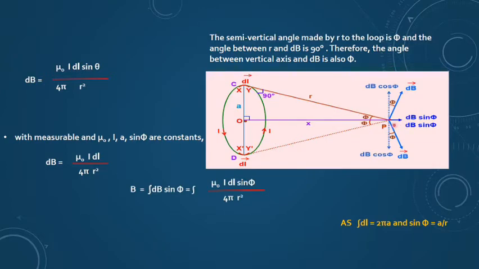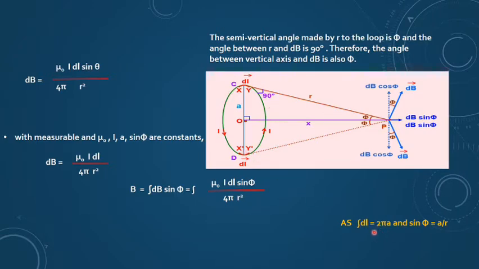So all the dB sin phi components are being added, while cos phi components are being cancelled in pairs. You can write that. And then if you want to find the total magnetic field, that is the integral of dB sin phi. Now from this figure you can see sin phi equals perpendicular upon hypotenuse, meaning a upon r. And if you take the integral of dl, it comes out to be the circumference of this circle, which is equal to 2 pi a.